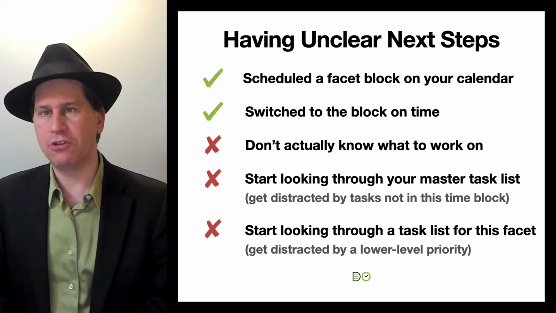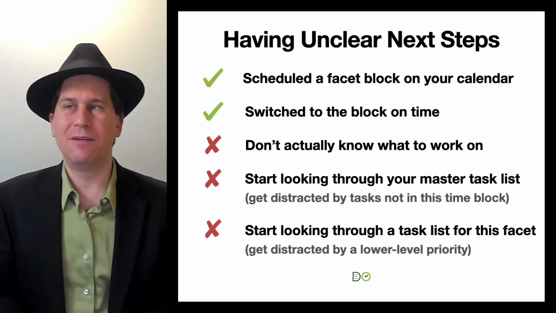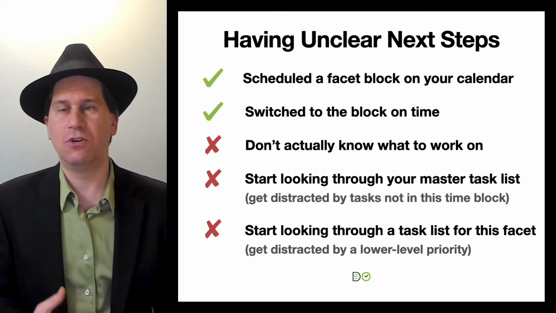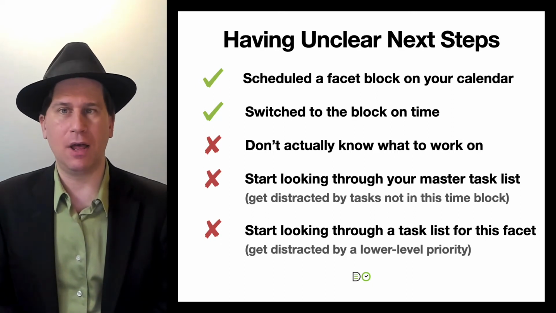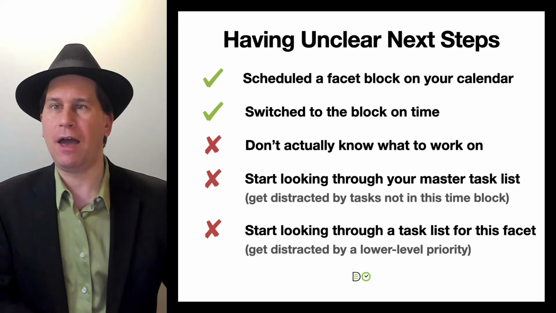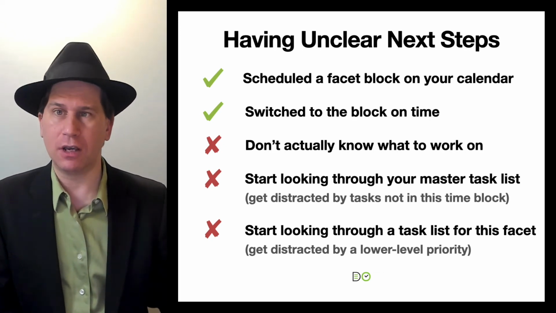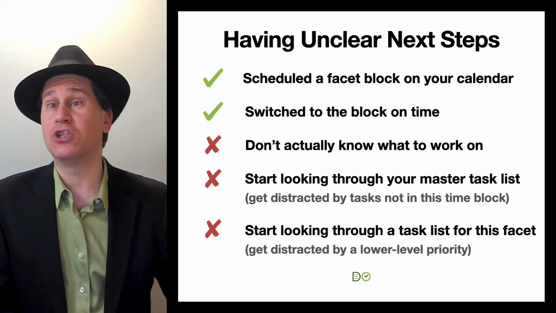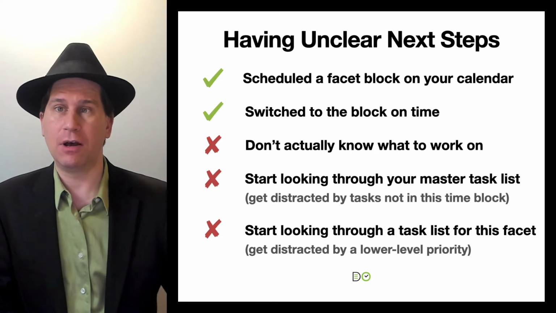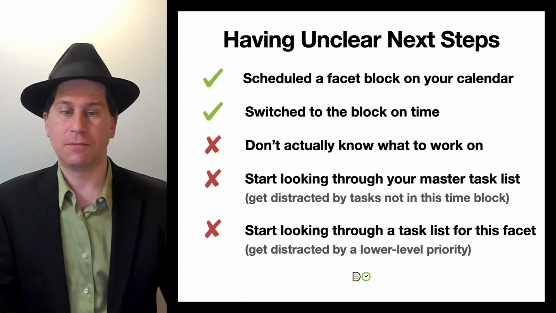So you start looking through your master task list, and then maybe you get distracted by something on that task list that isn't even in this time block. So you have a marketing time block, but you're there like, oh yeah, I forgot to send out the invoices. So now your brain's thinking about that, even though you're trying to focus on marketing, and now you're distracted. Maybe even switch to that. But even if you don't, you're wasting your brain energy thinking about those things on that list.